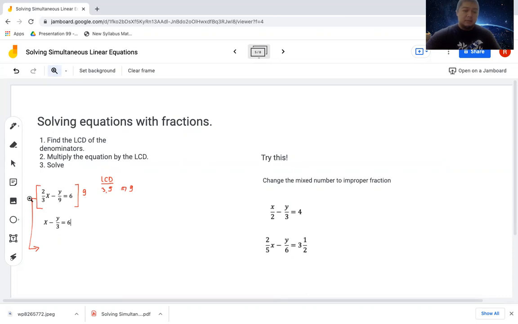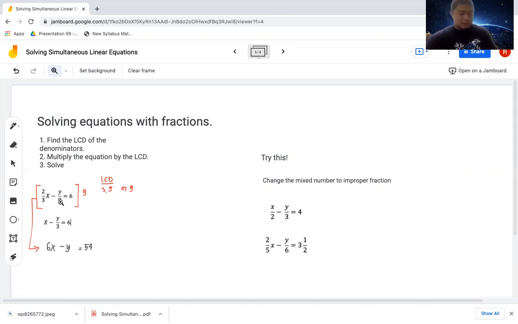So let's say, for example, we are going to convert 2 over 3x. We cancel out the 3 and the 9. So there will be 3 here, and that 3 will be multiplied to the numerator, so that is going to give us 6x. All right. The next one is we cancel out this 9, and this will leave us with a value of minus 9y. And this one now will give us an answer of 54.